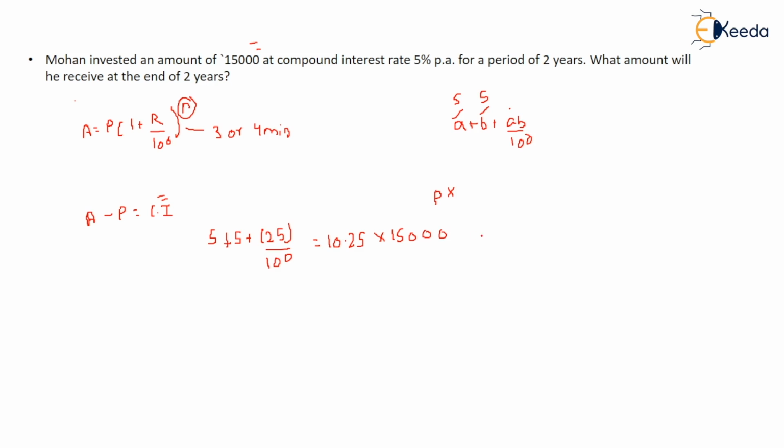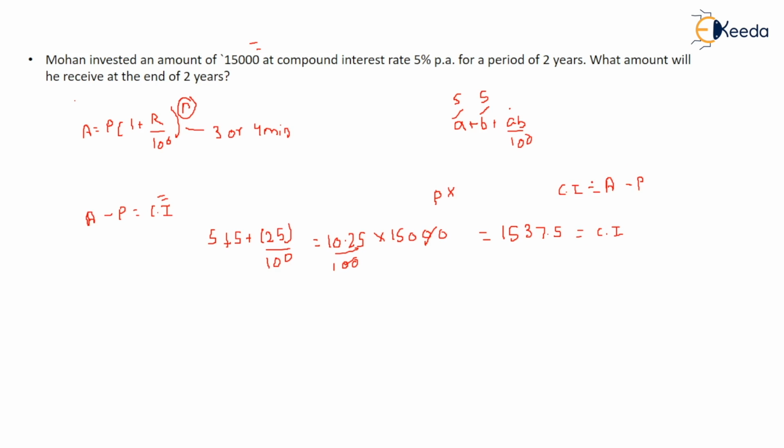When you find out, what you get is 1515. This is percent, right? So divide by 100, always remember. 1537.5. So this is the compound interest, right? So you have the compound interest. What do you have? Compound interest equals A minus P.